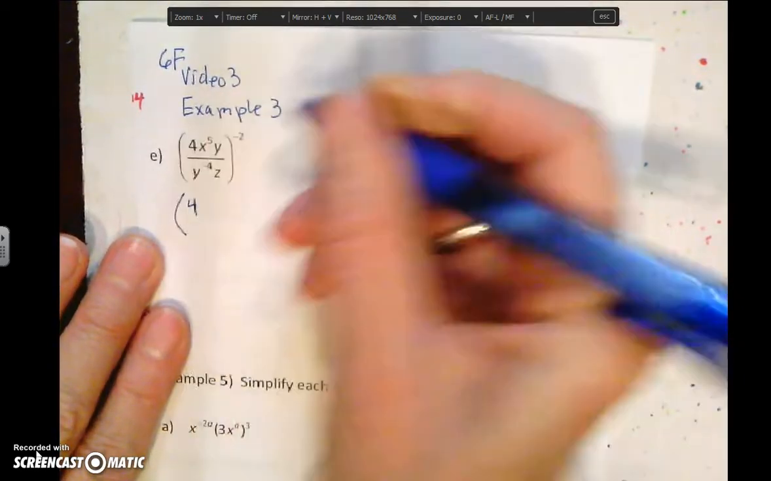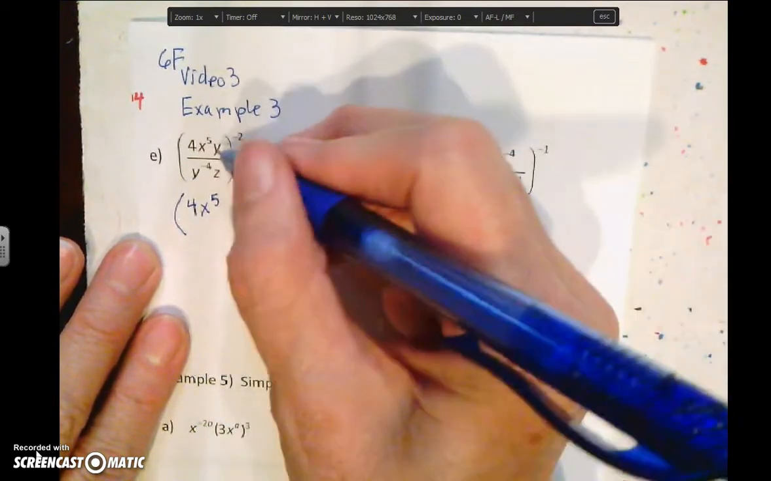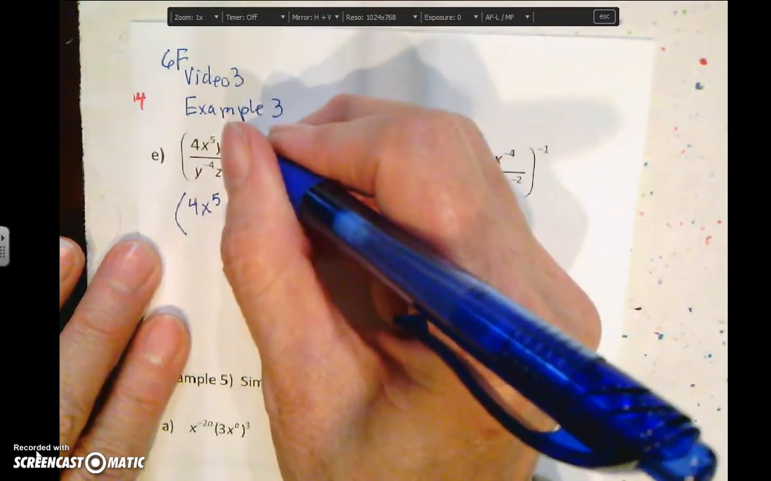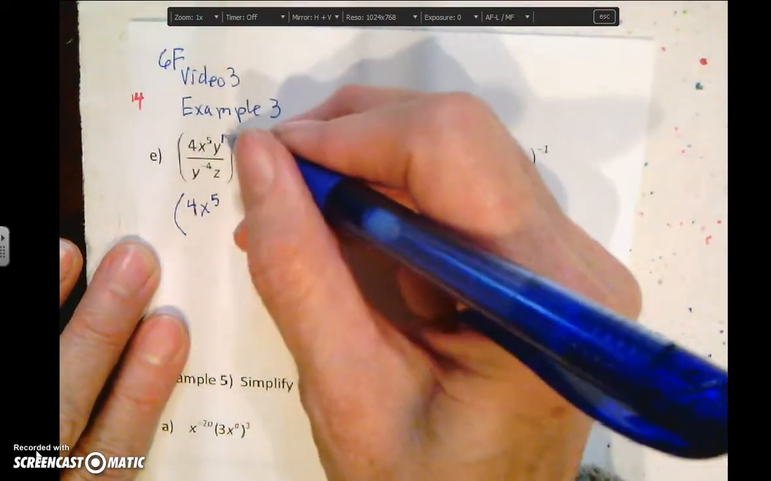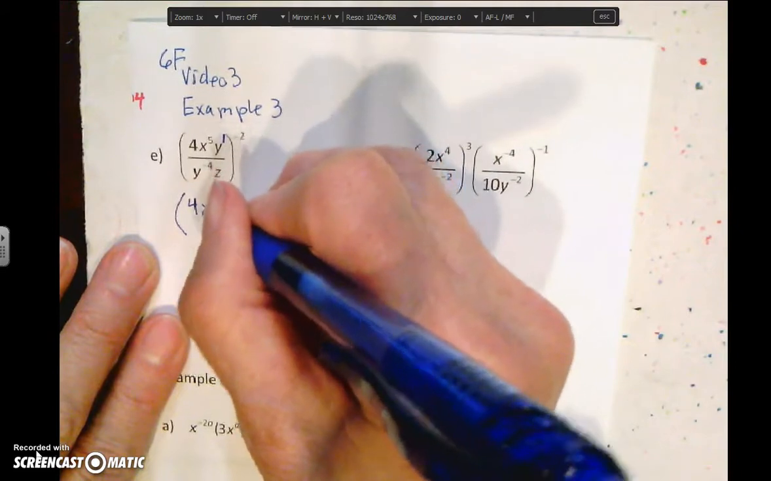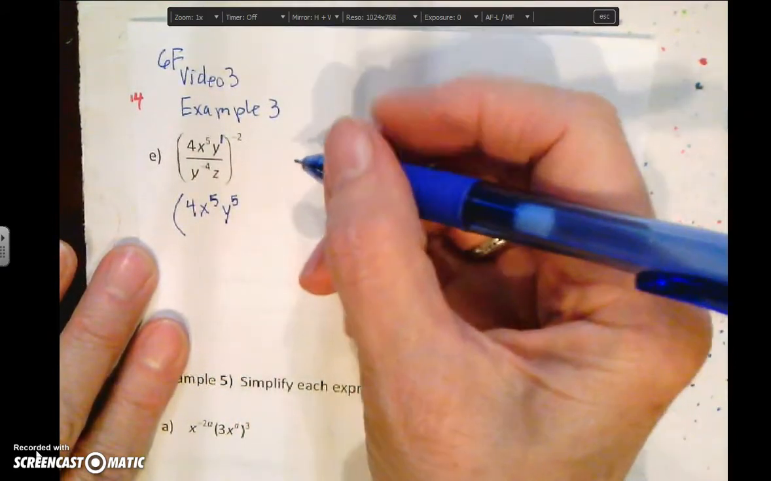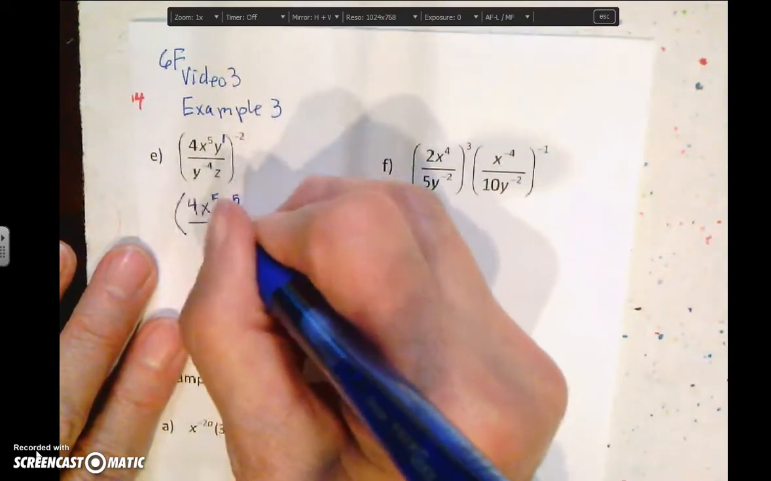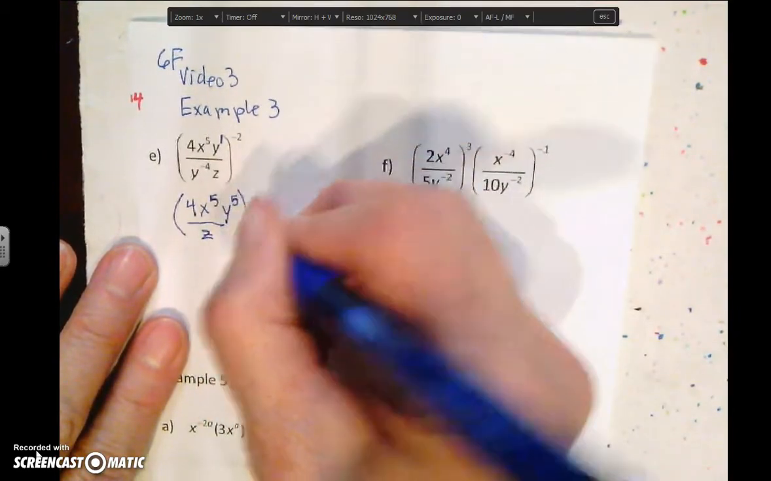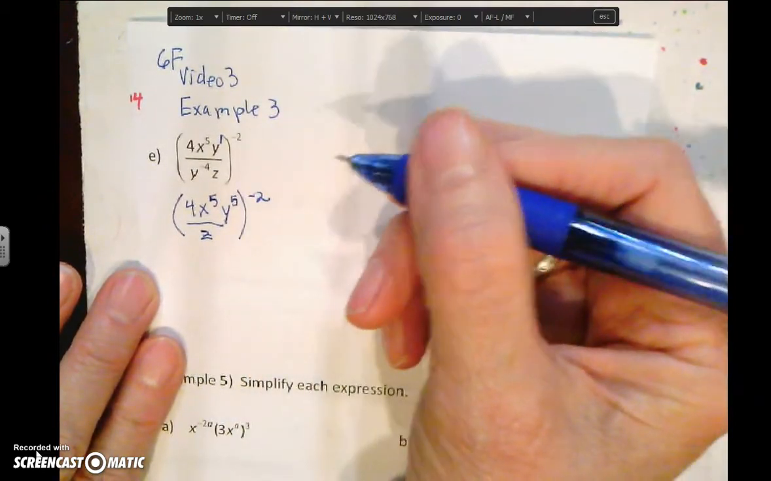So I'm going to have 4x to the 5th. There's nothing to combine that with. I have a y and an understood 1 right there. So 1 minus a minus 4 gives me y to the 1 plus 5 right there. And then I still have the z in the denominator raised to the negative 2 power.